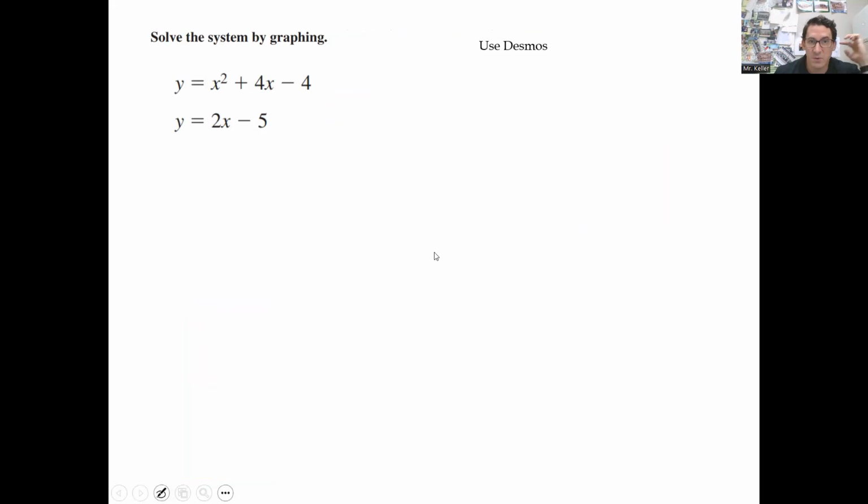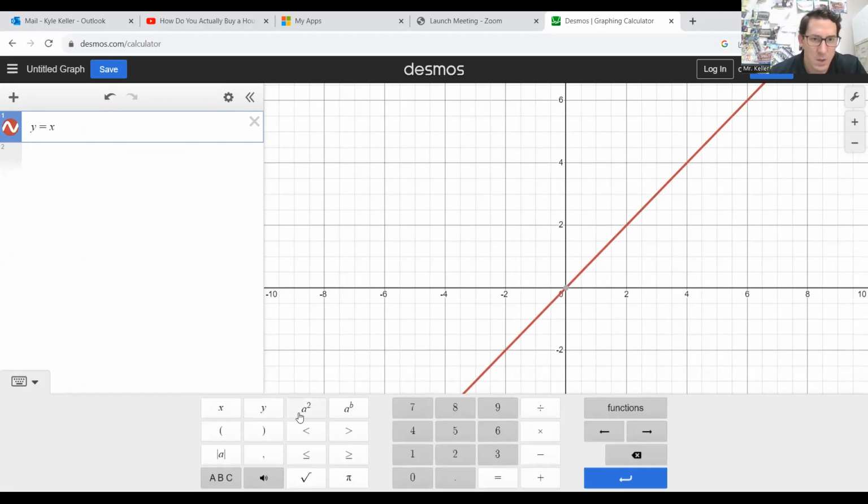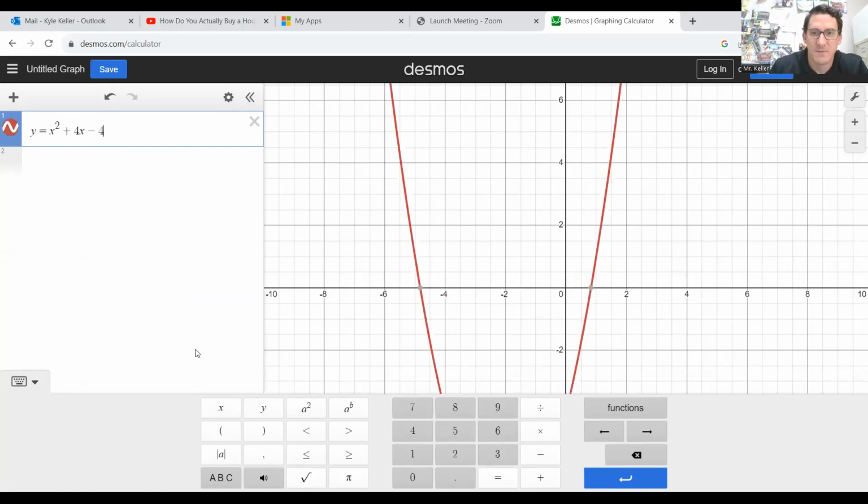So I'm going to switch over to Desmos. New share, Desmos. Here we go. So here we have Desmos. I'm going to enter those equations we had. It was y equals x squared plus 4x minus 4. Get a nice parabola there. And then the linear was 2x minus y equals 2x minus 5.